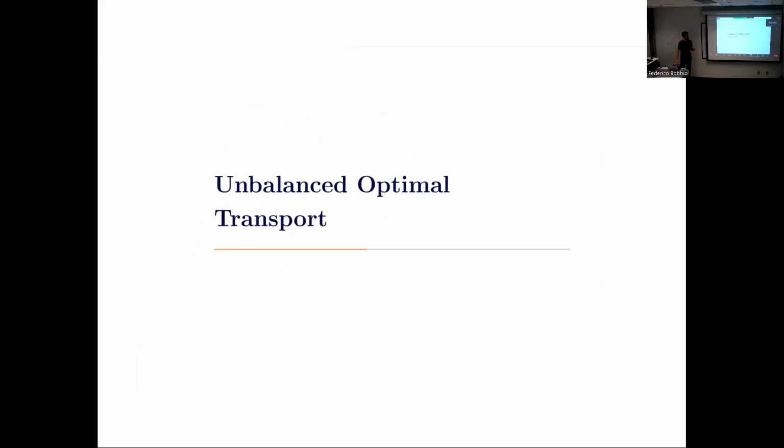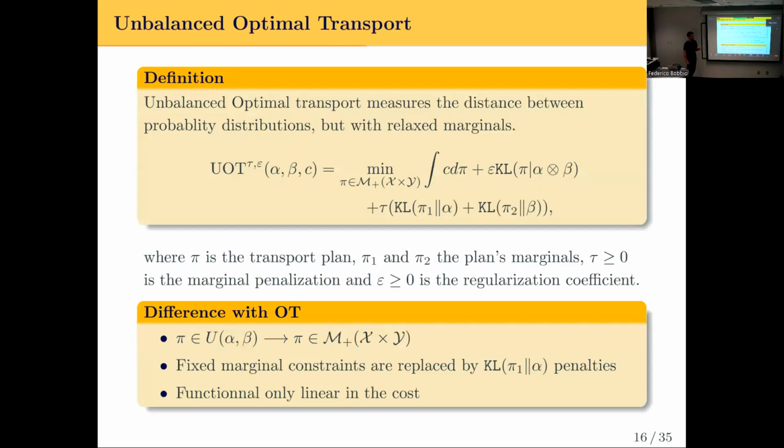So to alleviate this problem, I want to use unbalanced optimal transport. Unbalanced optimal transport is really close to optimal transport, with the exception that we no longer have constraints on the probability distribution pi, on the transport plan pi. Now I'm just looking for a positive measure on the data space, X times Y, and I replace the hard marginal constraints by soft penalties. The constraints on pi1, which needs to be equal to alpha, and pi2, which needs to be equal to beta, are now replaced by soft penalties.